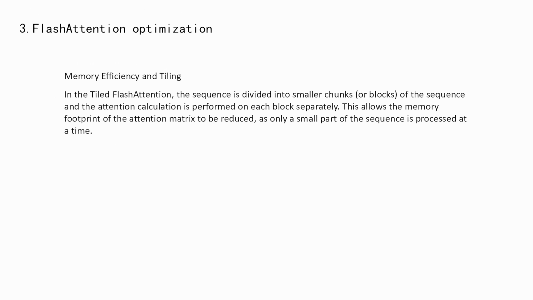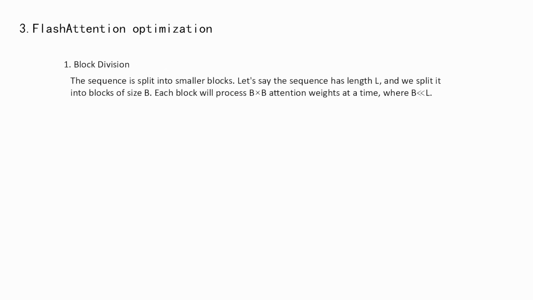This allows the memory footprint of the attention matrix to be reduced, as only a small part of the sequence is processed at a time. Let's break down how this works with the tiling method. 1. Block division. The sequence is split into smaller blocks. Let's say the sequence has length L, and we split it into blocks of size B. Each block will process B multiply B attention weights at a time, where B < L.